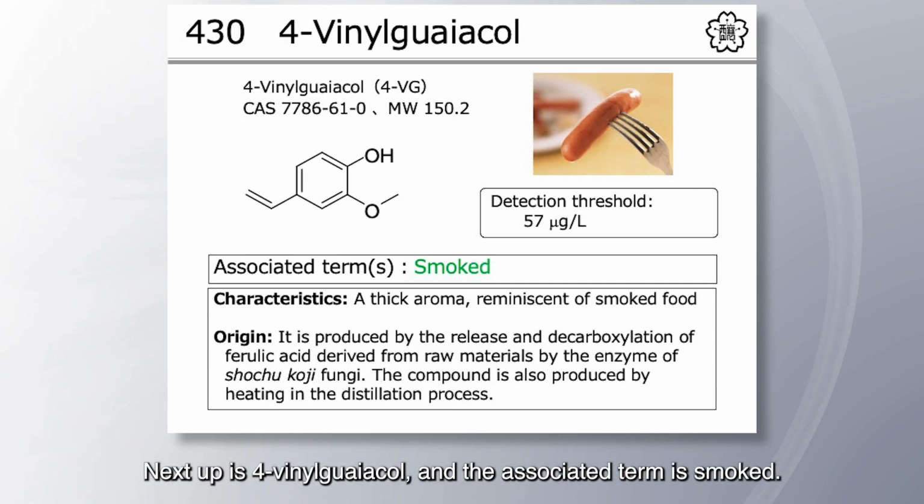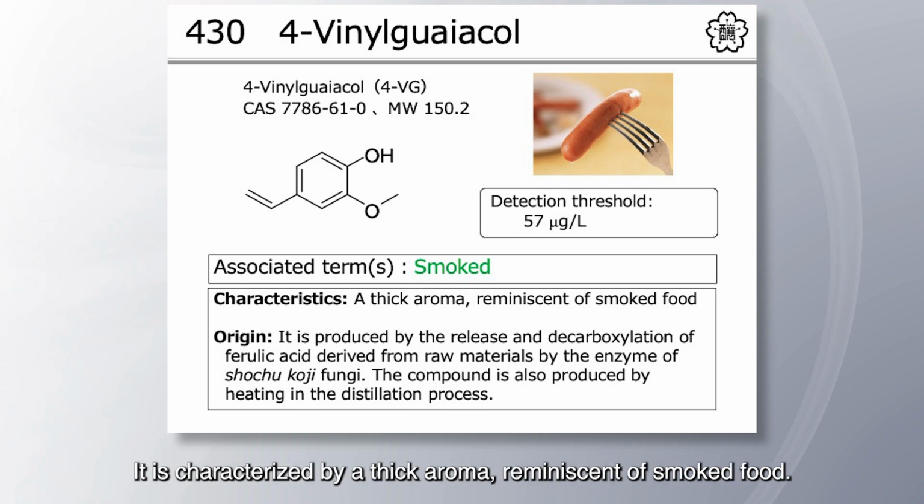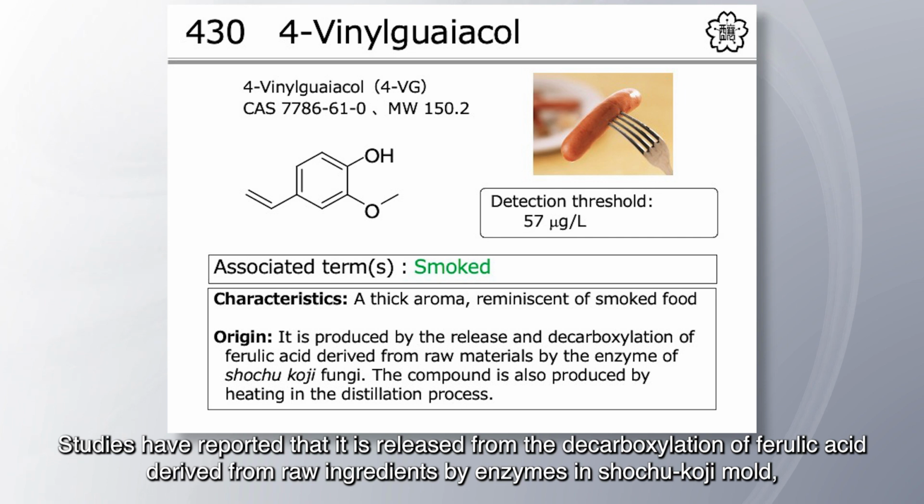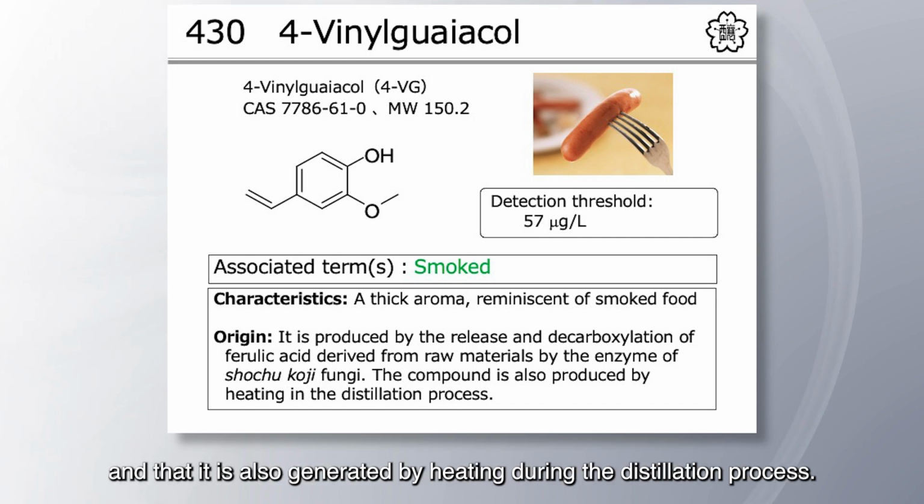Next up is 4-vinyl guaiacol, and the associated term is smoked. It is characterized by a thick aroma reminiscent of smoked food. Studies have reported that it is released from the decarboxylation of ferulic acid derived from raw ingredients by enzymes in shochu koji mold, and that it is also generated by heating during the distillation process.